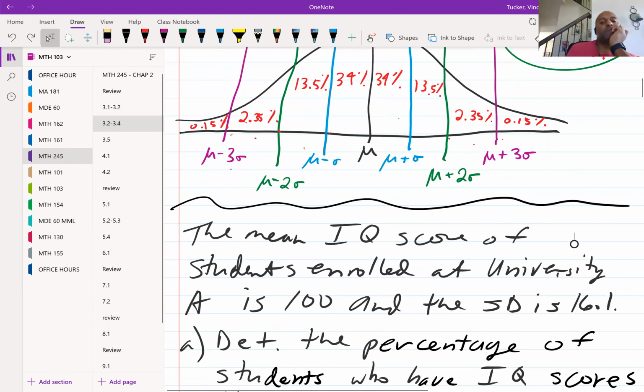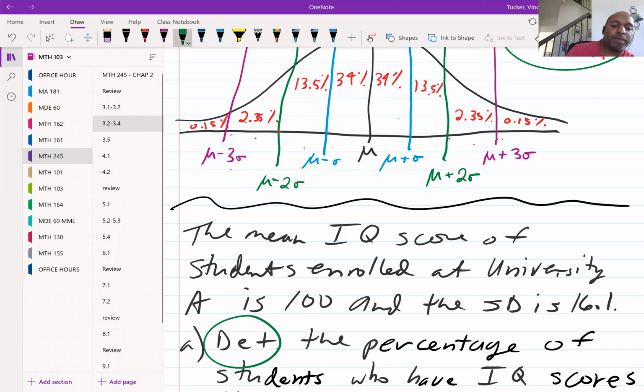All right. So let's do an example with this empirical rule. The mean IQ score of students enrolled at University A is 100, and the standard deviation, once again, is SD, standard deviation is 16.1. So they give us the mean and the standard deviation. The mean is 100, standard deviation is 16.1.